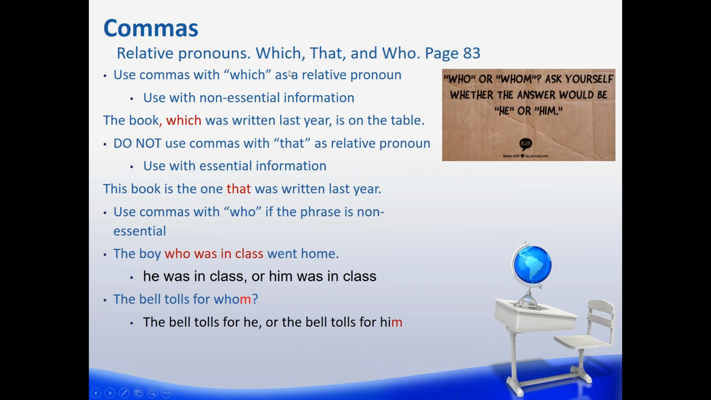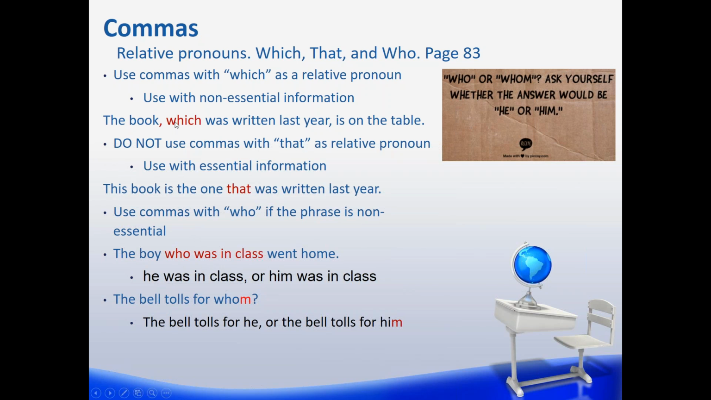We use commas with relative pronouns. These are the most common: which, that, and who. Which and that are used for things, and who is used with people. And the relative pronoun which is used to set off non-essential information, meaning it could be removed from the sentence and the sentence would still make sense. That is used to introduce phrases that are considered essential for the sentence, meaning if the phrase was removed, the sentence would not make sense.